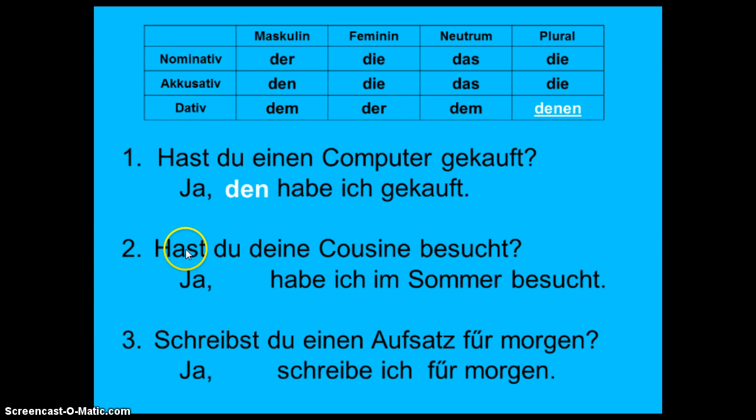Nummer 2. Hast du deine Cousine besucht? Okay, we're referring to Cousine in our answer. Okay, Cousine, you can tell is feminine. Okay, she's the person being visited. What pronoun would you use to refer to the Cousine without mentioning Cousine? I would get my answer up here. That's the direct object and it's feminine and you say, ja, die habe ich im Sommer besucht.